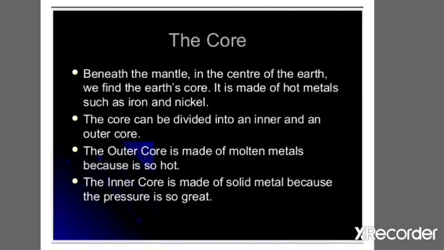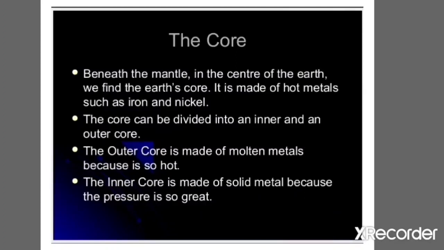Beneath the mantle is the center of the earth. We find that the earth's core is made up of hot metals such as iron and nickel. It is divided into two parts, the outer core and the inner core. The outer core is made up of molten material because it is so hot.